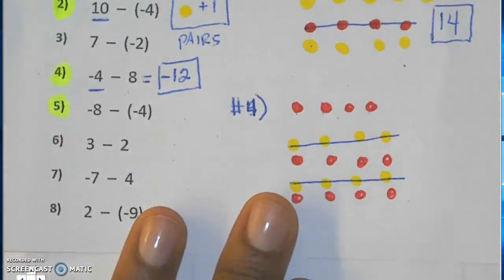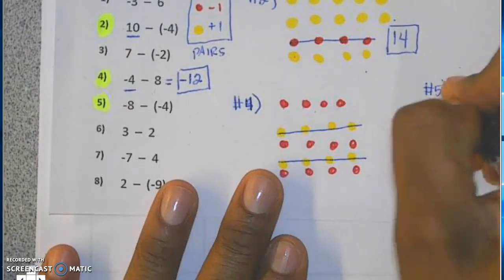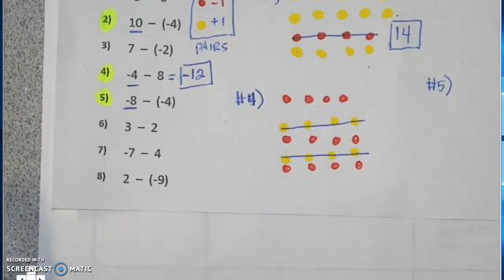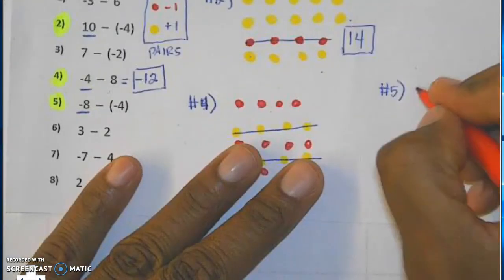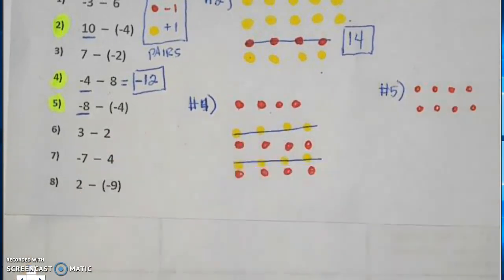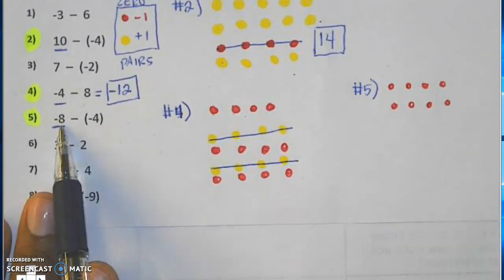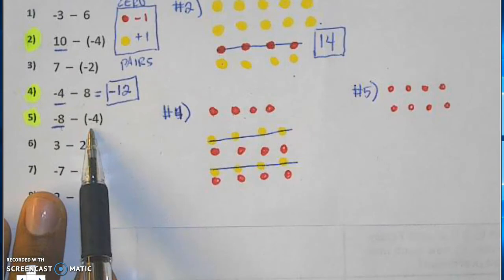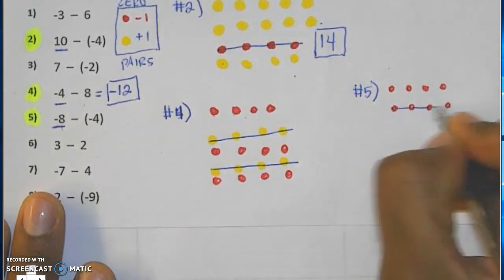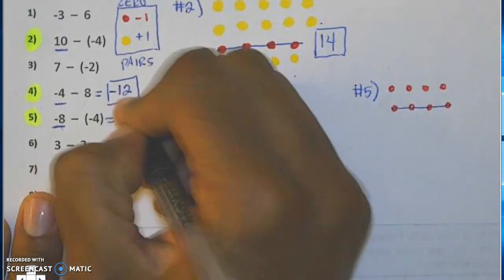Let's do number 5. Remember, every subtraction problem is different. Number 5 says negative 8 minus a negative 4. So I'm going to model negative 8. And then this one is much easier because all I have to do is subtract a negative 4. Well, I have 4 that I can take away. So I'm going to take away my negative 4, and I'm going to be left with just negative 4.